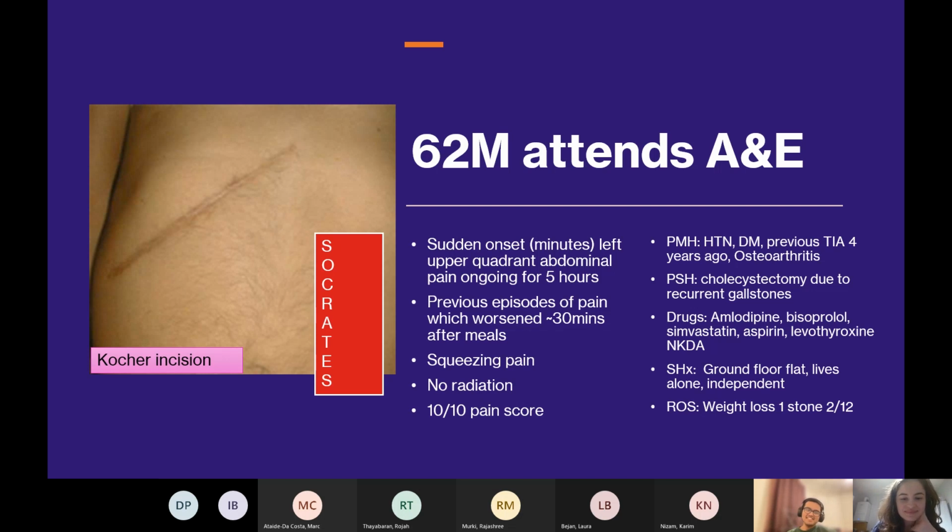Learn it properly. I think it's more important to know what certain scars indicate rather than the names. Although there are a few good names to learn, and I would say that the Kocher, Kocher, I don't know how to pronounce it, is probably one of the good ones to learn if you were going to learn any of them. Cool. So that's kind of your SOCRATES pain history.